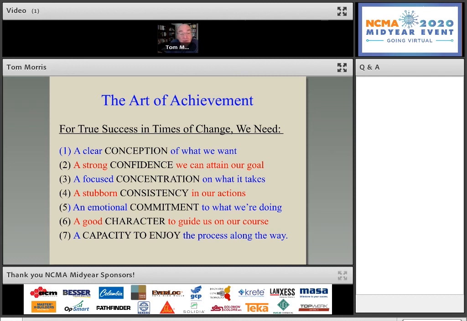Number 5, we need an emotional commitment to the importance of what we're doing. A lot of people are just exhausted now. The first couple months, pure adrenaline, and now they're just worn out, right? They're confused, they're exhausted. You've got to get people's commitment back up, right? You guys build the world. You guys are doing such important work.